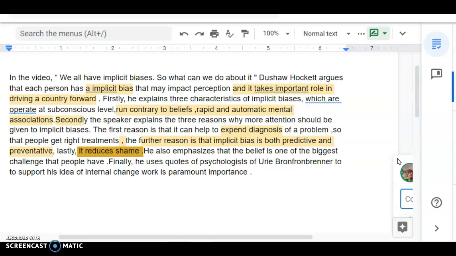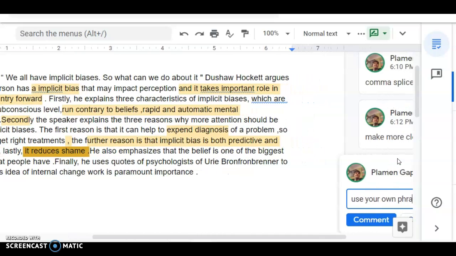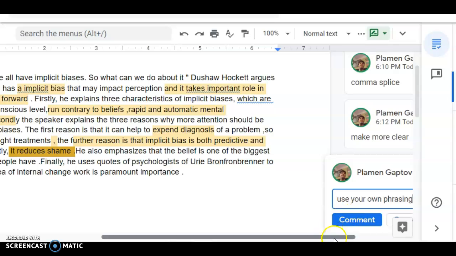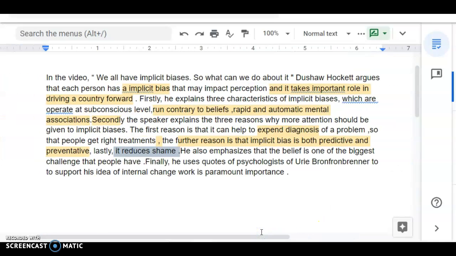So once again, I would recommend use your own phrasing, because this is simply repeating the words of the speaker word for word, and that may be counted as plagiarism. So just explain in your own words. His point was we need to openly discuss them without feelings of guilt or shame, something like that.